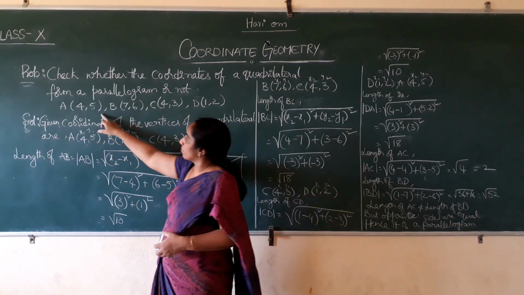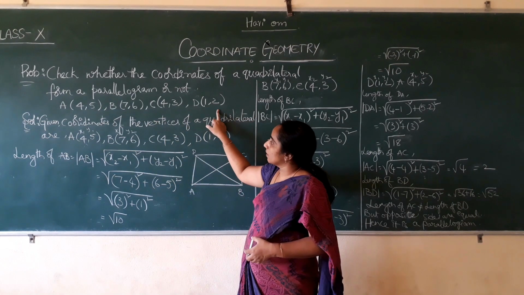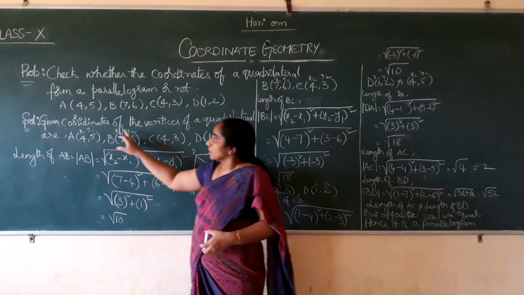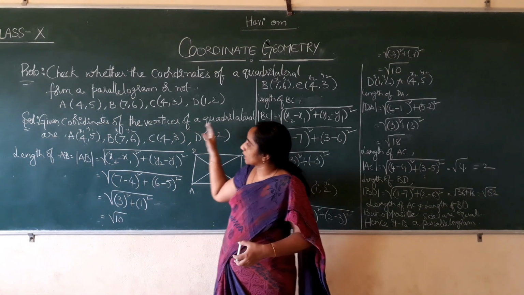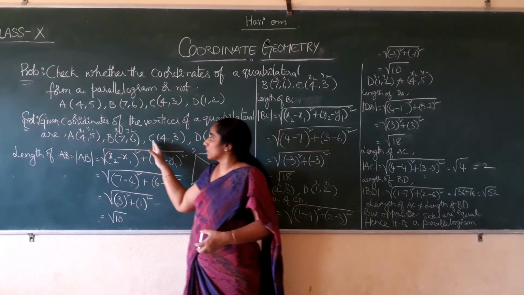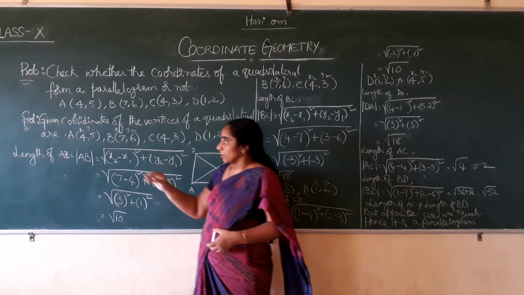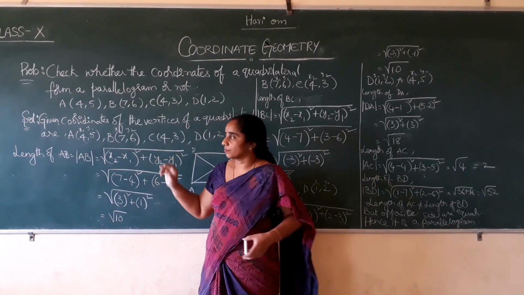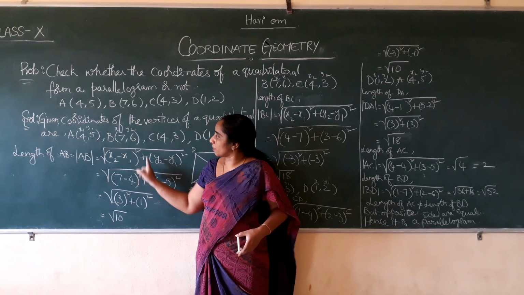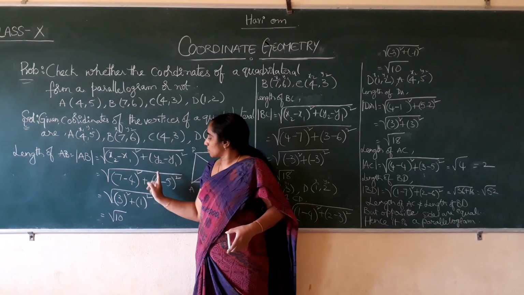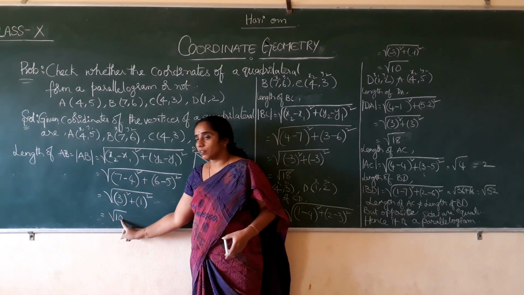A 4 comma 5, B 7 comma 6, C 4 comma 3, D 1 comma 2. Here given coordinates of the vertices of a quadrilateral are A 4 comma 5, B 7 comma 6, C 4 comma 3, D 1 comma 2. Here length of AB, x2 minus x1 7 minus 4 whole square, 6 minus 5 1 whole square. It is 3 square is 9 plus 1 root 10.